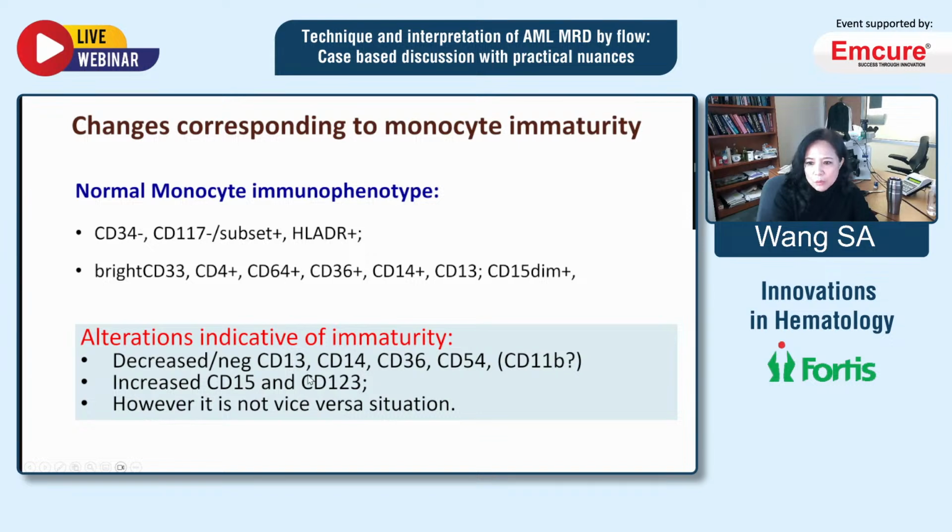So this is how we summarize: if they have a very significant decrease of CD13 or negative CD13, decreased CD14, decreased and negative CD36, and also CD54, increased CD15 and CD123. So these are markers, and if you see a lot of them, they are actually consistent with immaturity. However, this is not a vice versa situation.